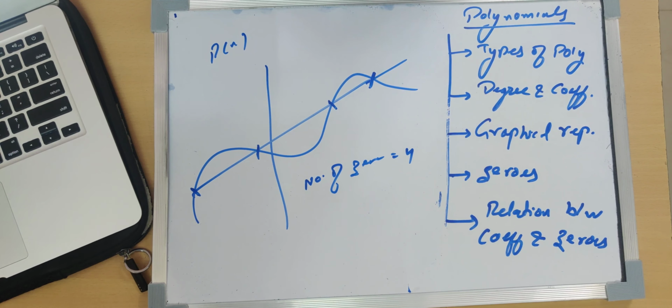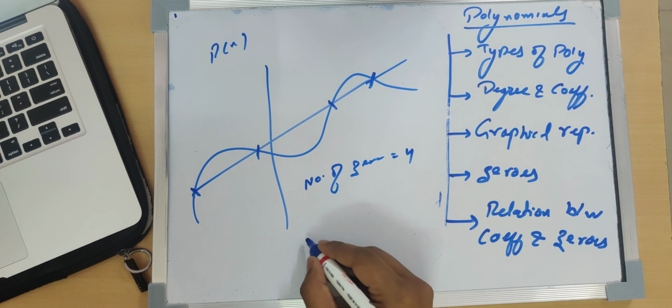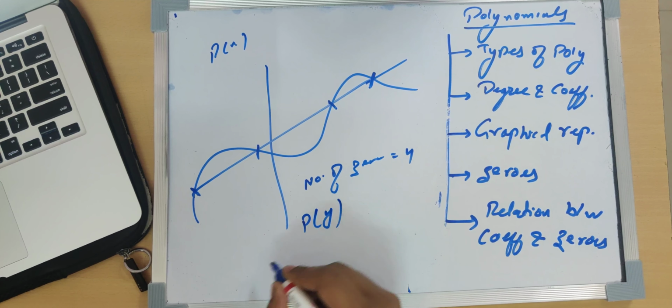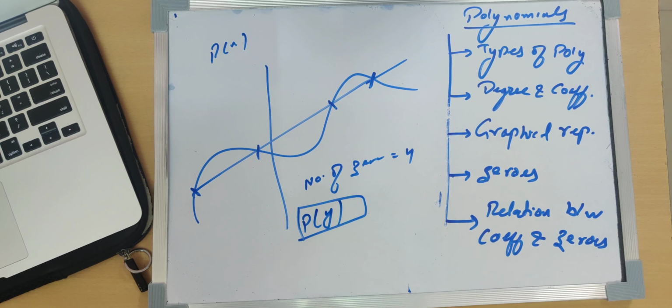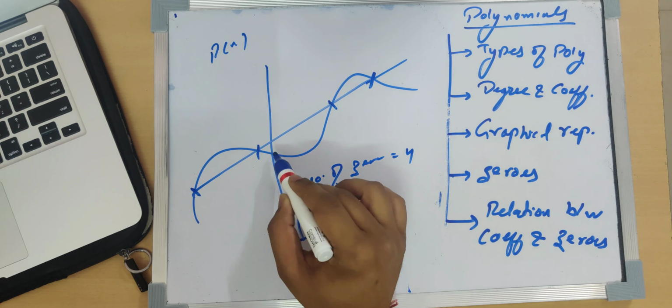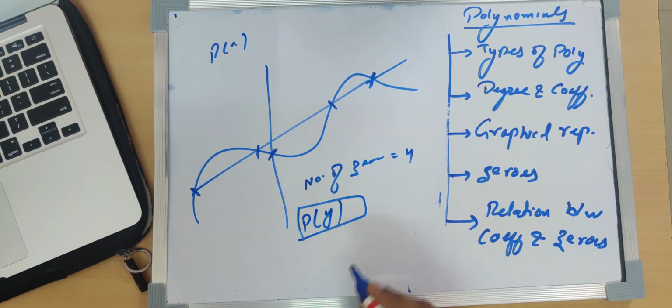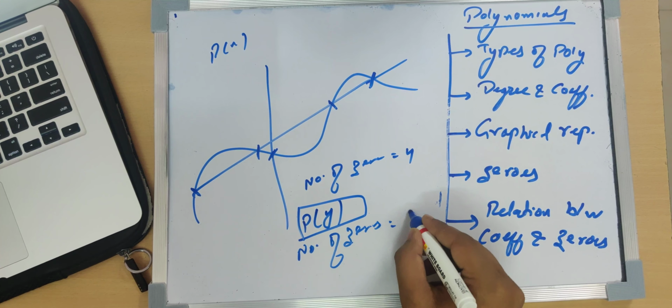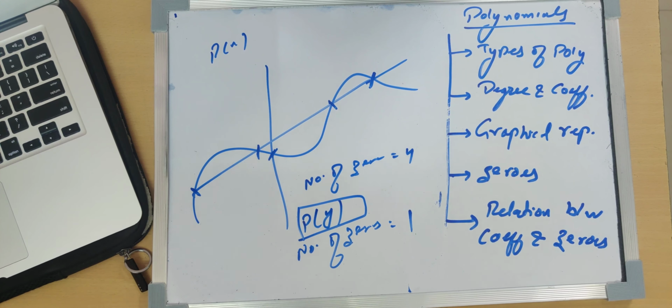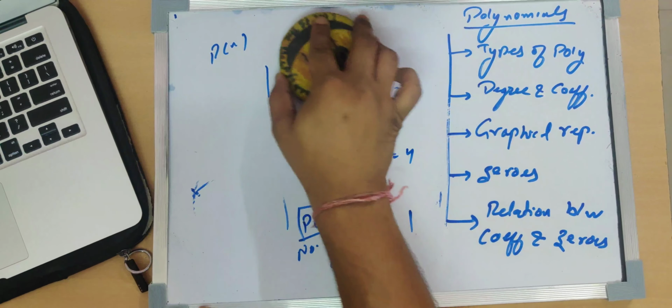But in the same question, if it was given to find out the number of zeros for the polynomial p of y, right? Then we have to see at how many points the graph is cutting the y-axis. Now at the y-axis the graph is cutting at only 1 point, so the number of zeros will be 1 here, right? So this is the graphical representation of the zeros and the polynomial.